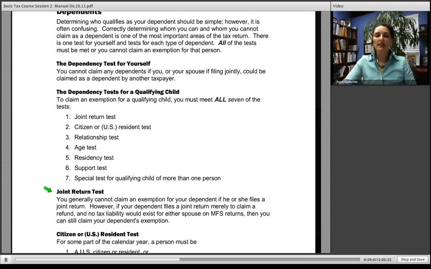You generally cannot claim an exemption for your dependent if he or she files a joint return. However, if your dependent files a joint return merely to claim a refund and no tax liability would exist for either spouse on their married filing separate returns, then you can still claim your dependent's exemption.